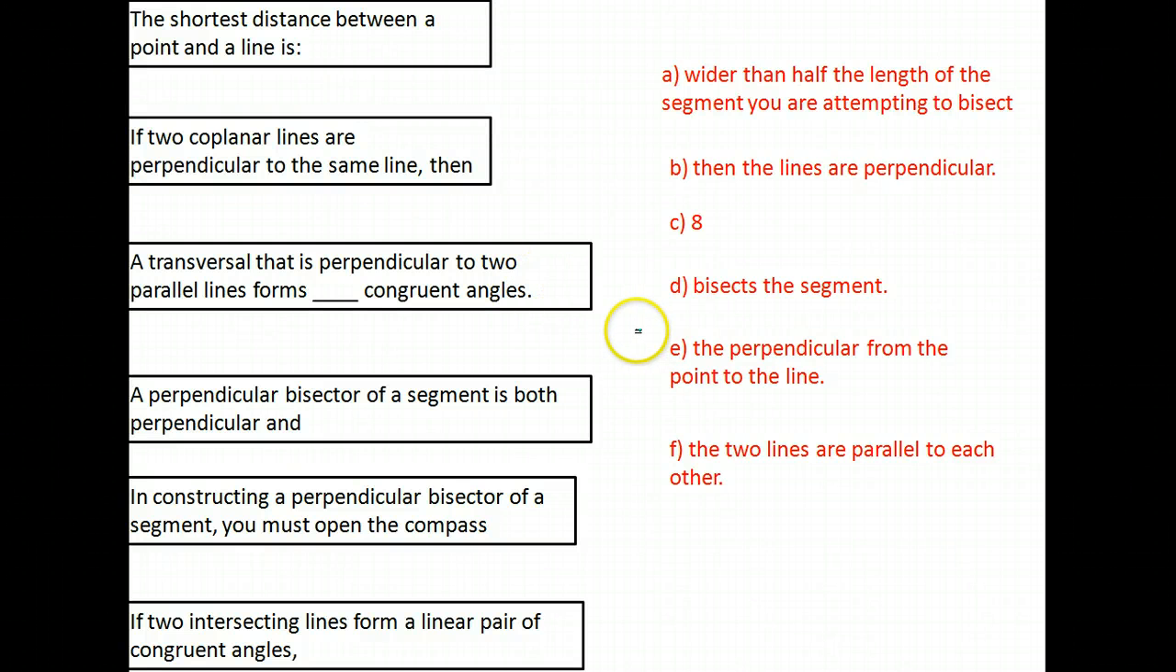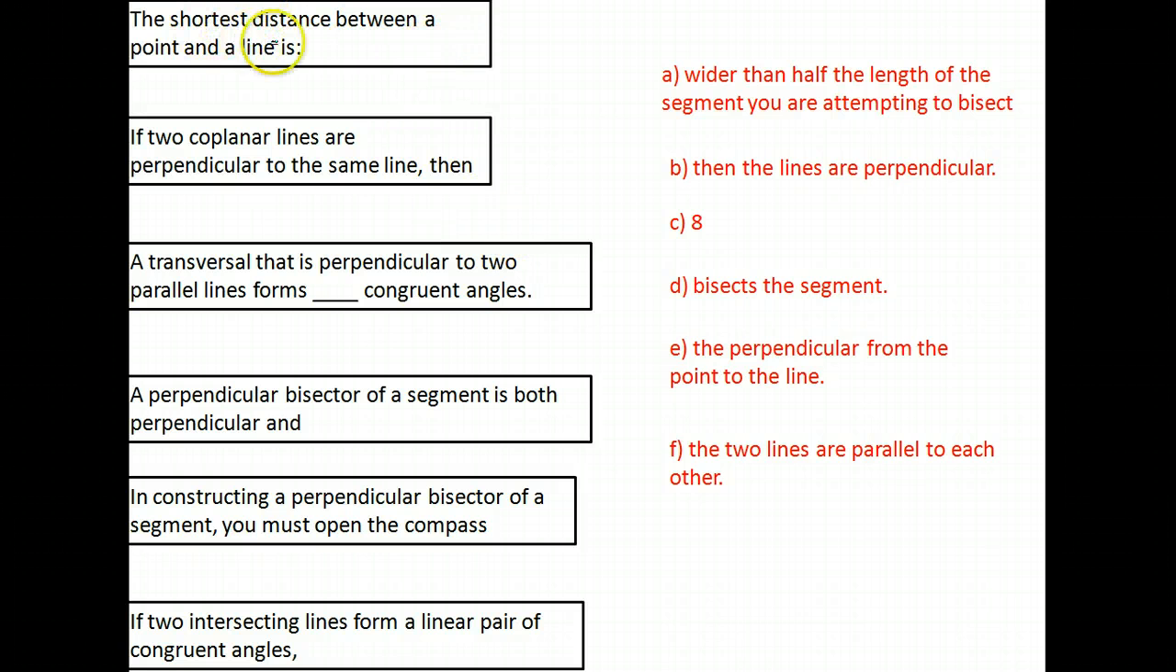Properties, a lot of theorems that we looked at, and many of the questions that you have in the checkpoint and in the workbook will be identifying what properties mean. So here on the right, I have some options. Wider than half the length of the segment you're attempting to bisect, then the lines are perpendicular. Bisects the segment. The perpendicular from the point to the line, and 2 lines are parallel to each other. Let's match them with the things on the left.